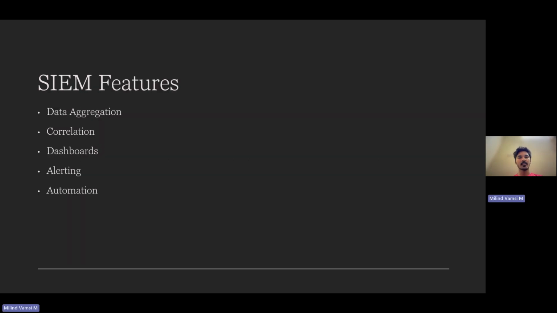SIEM features. Some of the features that SIEM includes are data aggregation, correlation, dashboards, alerting, and automation. We'll be seeing these one by one. First of all, when diving into security information and event management, it is crucial to understand the key features that contribute to its effectiveness. Let's break down these essential aspects.